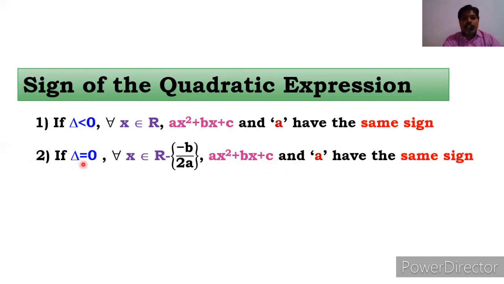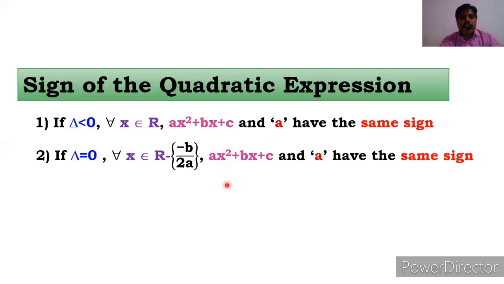First, you have to calculate the discriminant value. If it is 0, then if a is positive, automatically the expression will become positive. If a is negative, automatically the expression will become negative only. So delta less than 0 or delta equal to 0, in both the cases, if a is positive, the expression will become positive. If a is negative, the expression will become negative.